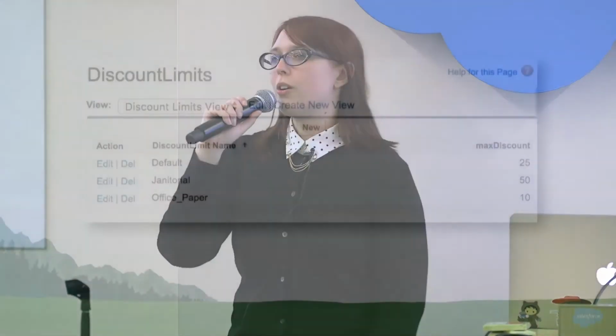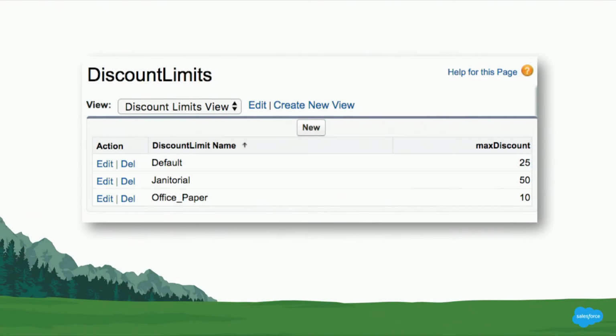I added some more records to my discount limits custom metadata type. This org sells office paper, and they also sell paper towels, toilet paper, and janitorial paper, and they want to be able to discount their janitorial paper much higher than their office paper. So I set the max discount for the janitorial paper to 50% and office paper to only 10%. So we want to reference all of these custom metadata records in a single validation rule formula.